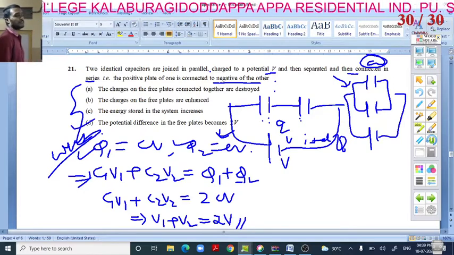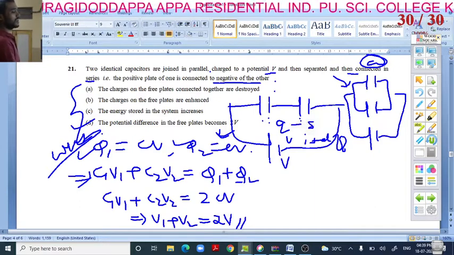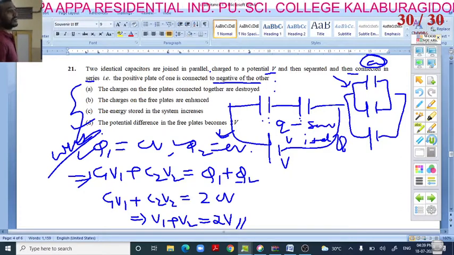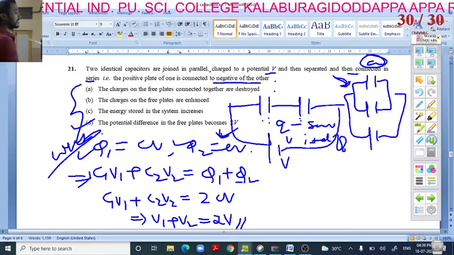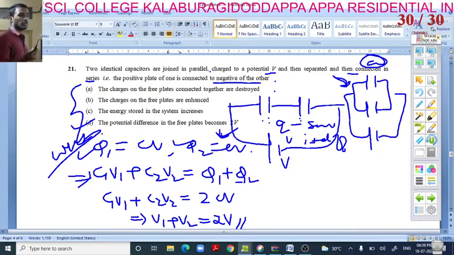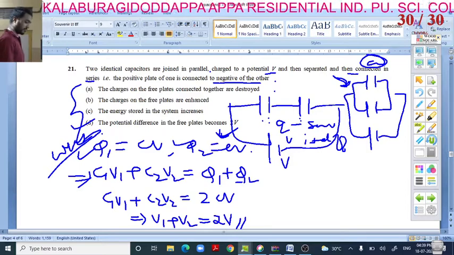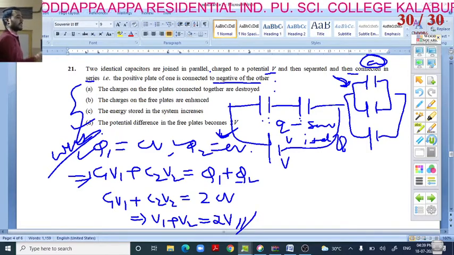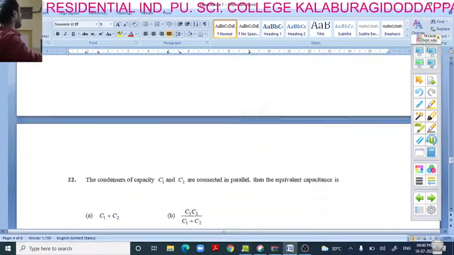D option. You should know, in series Q is always the same, V will be different, right? First he has connected in parallel and later he has connected in series to the same capacitor, so our aim is to know the potential only, because potential will be different. So we got the potential, that is 2 times V. Potential difference in the free plates is 2V. Okay, next.